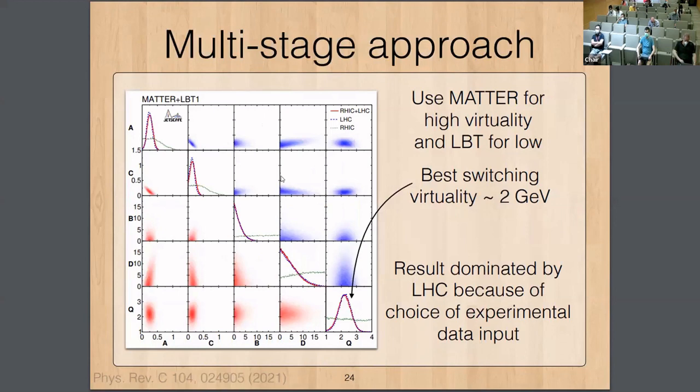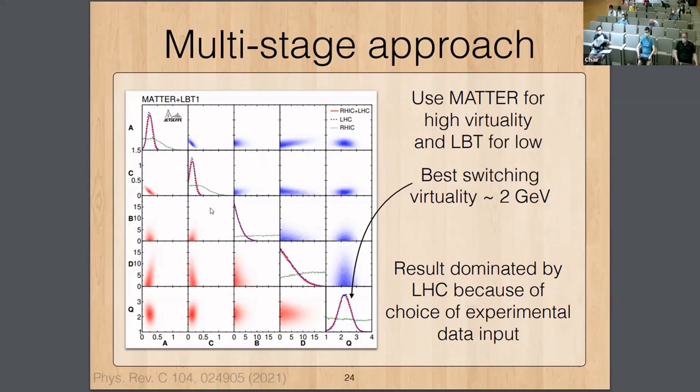Okay, and we also have a multi-stage approach result where we use the MATTER energy loss for the high virtuality and LBT for the low virtuality. And we have a switching point in virtuality where we switch from one energy loss to another. And this is the result. And you can see that we can extract the best switching virtuality, which is about 2 GeV. And this demonstrates that there is some value in the two-stage approach because the data is constrained to something.